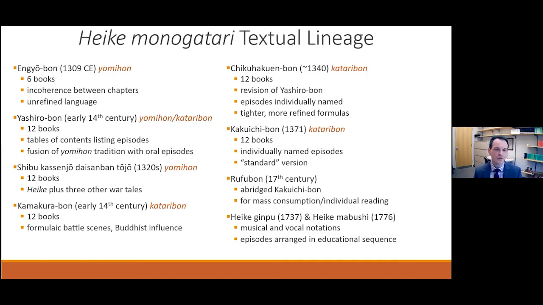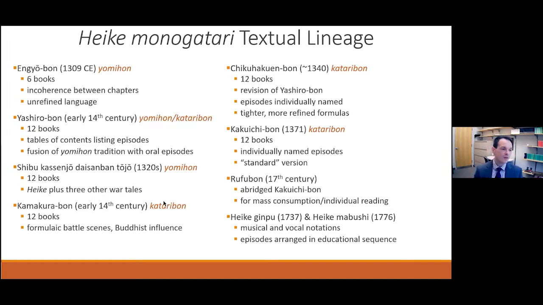Its formulas are also tighter and less wordy, and it's neatly divided into 12 books. Each book also has individual named episodes. All these elements make for a much more organized, reader-friendly manuscript that's considerably better for use as a recitation text. So the Kamakura and Chikuhakuen texts might thus be seen as direct predecessors of the Kakuichi-bon, which seems to incorporate elements of both of these variants.